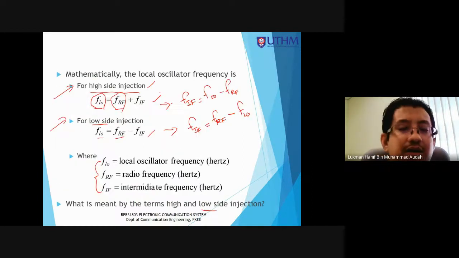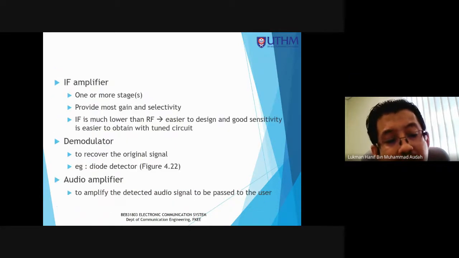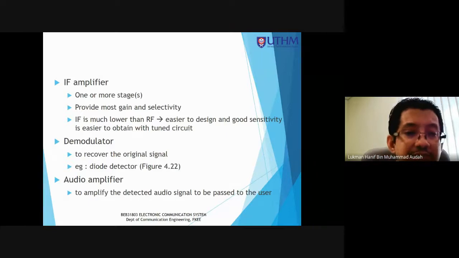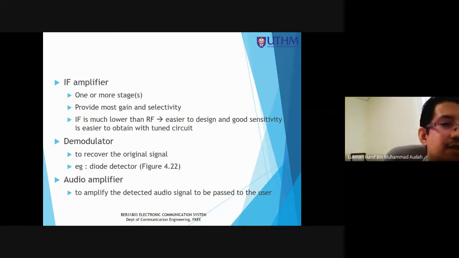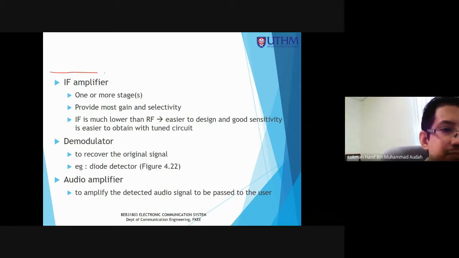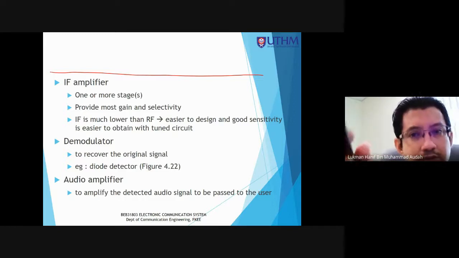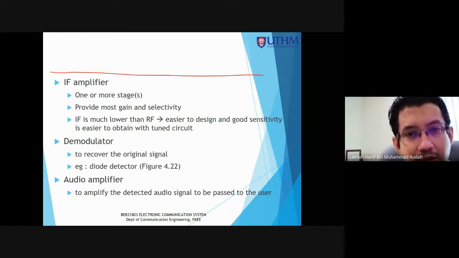Okay. So, tadi, selepas itu adalah, lepas daripada mixer converter section, akan masuk ke dalam IF section, Intermediate Frequency section. Okay. So, tadi saya nak lukis balik. Saya nak lukis dalam bentuk gambar rajah lain sikit macam ni.